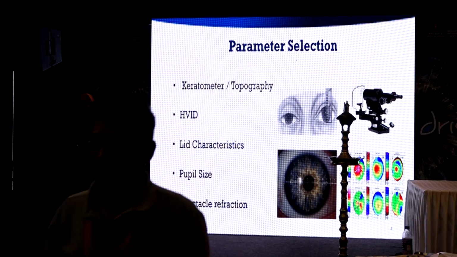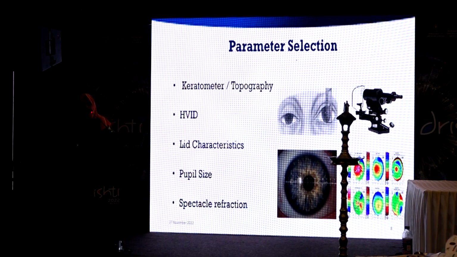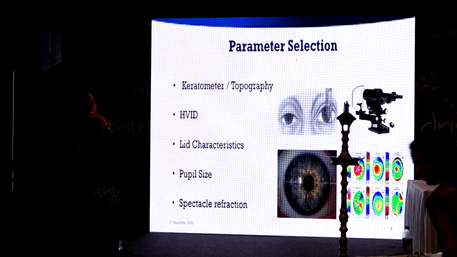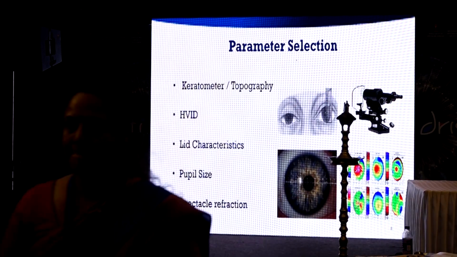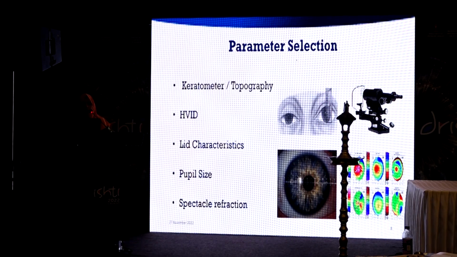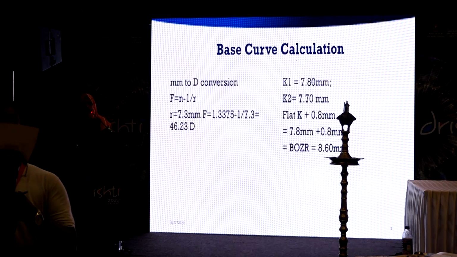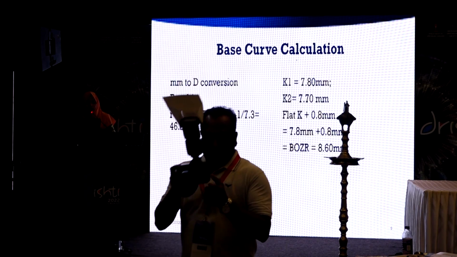So it's very important to measure the lid characteristics, and also the pupil size, which is very important as far as contact lenses are concerned, for the optic zone diameter. We have to measure the pupil size in mesopic conditions and also in bright light conditions, and also the spectacle refraction, which is very important. We can do the vertex conversion and also the spherical equivalent with the spectacle refraction, so we get an initial calculation from it.